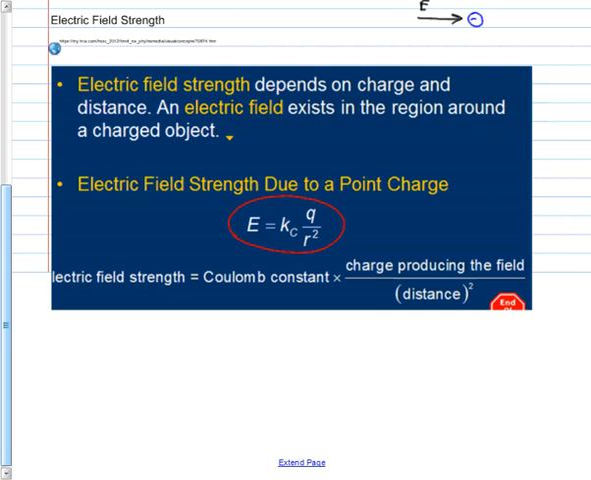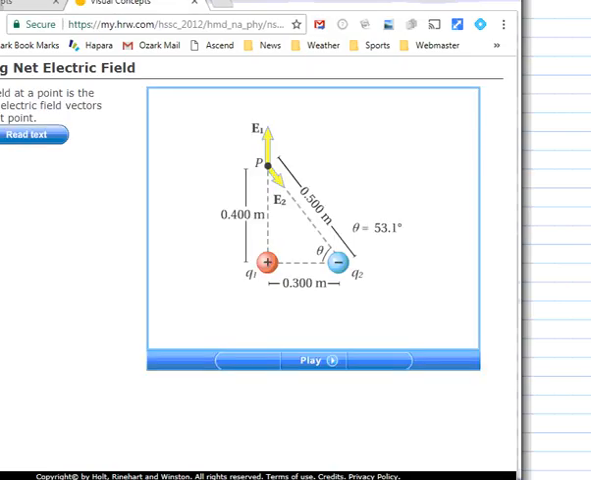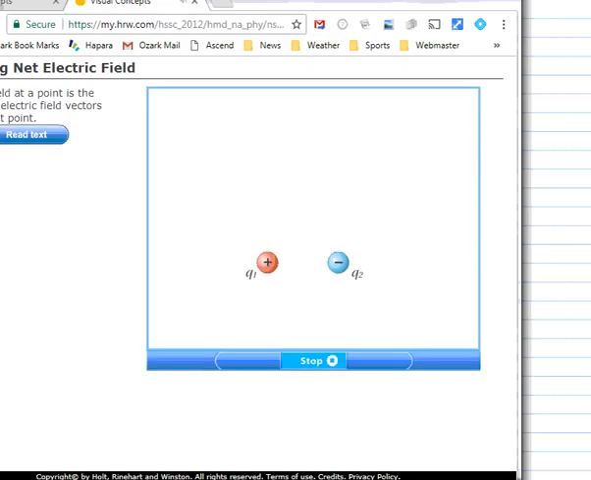So let's try a problem. Oh, we'll calculate the net electric field first, I guess, and then we'll try a problem. Consider two small charges, one positive and one negative. Using the superposition principle, you can calculate the net electric field at any point. Choose a point P directly above Q1. First, calculate the electric field produced by each charge at point P, and then find the vector sum of these fields.